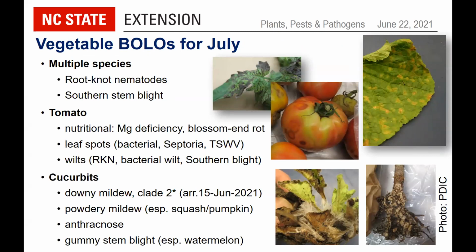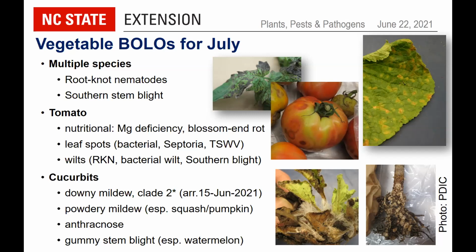And we may start seeing now some southern stem blight, which the astute viewer will notice that's not an actual vegetable plant there in the lower left, but it shows you the mycelium of the Sclerotium rolfsii, the southern stem blight fungus there that can develop under high humidity. But if you're seeing wilting, one thing to look for is that decay at the base of the main stem.